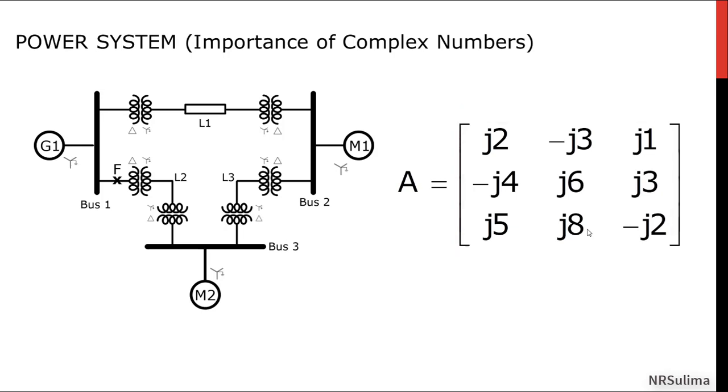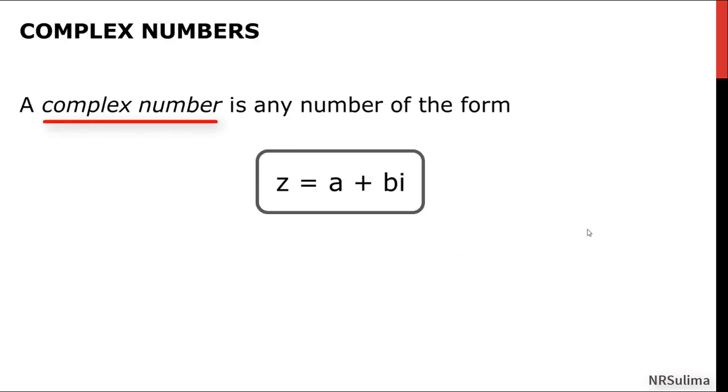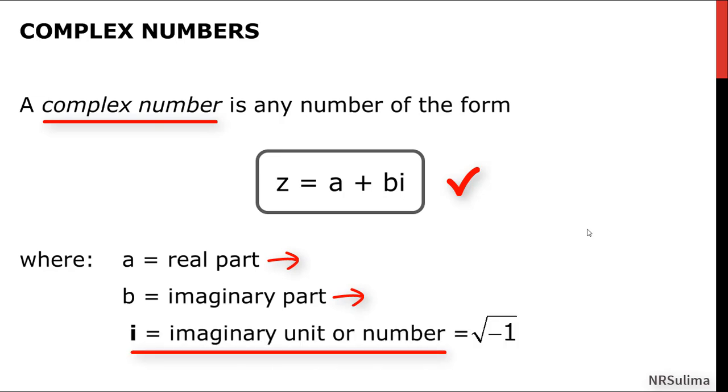So to formally begin our discussion, let us define what a complex number is. A complex number is any number of the form a plus bi, where a is called the real part and b is called the imaginary part. The i there is called the imaginary unit, or a number that is equal to the square root of -1.